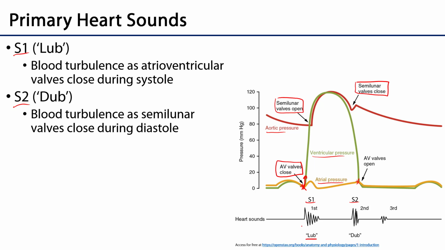The next audible sound is going to be blood turbulence as the semilunar valves close. And the semilunar valves are going to close at the beginning of diastole, right? As the heart is relaxing, blood is going to be pulled back to bring those cusps into approximation, and there will be turbulence, and we'll hear the S2 or dub sound. So those are the sounds that we can hear when the heart is working.